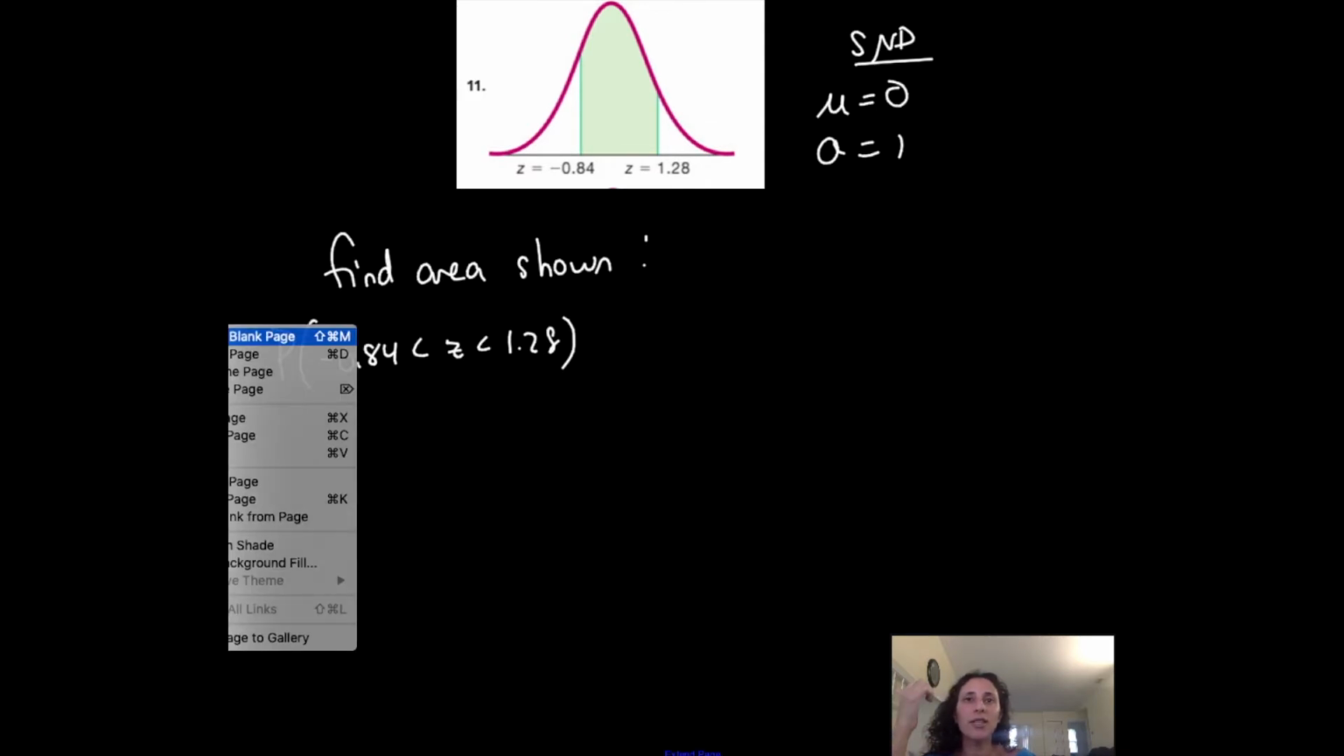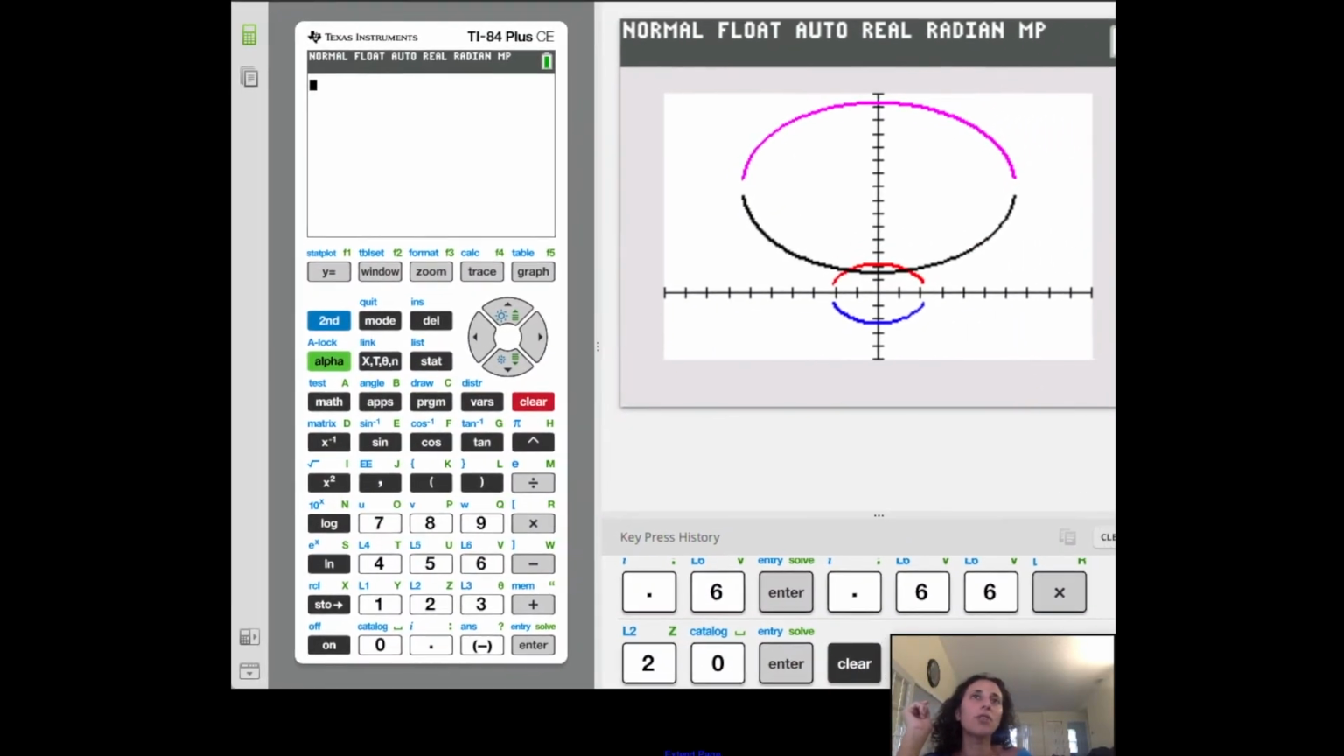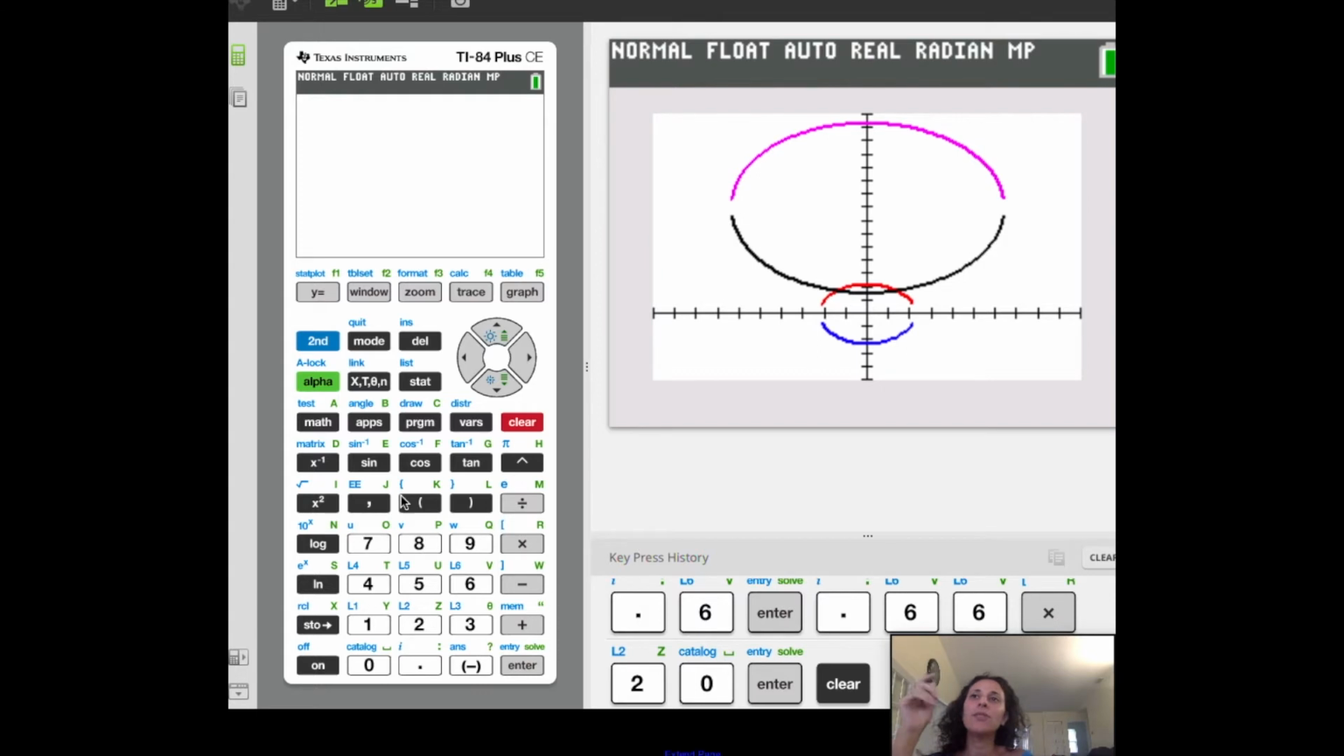So TI-83, TI-84, whatever. If you're looking for area under your standard normal distribution curve, you're going to need something called normal CDF. Normal CDF. So where do I find normal CDF? Here's my TI-84. The 83 is the same thing. You're going to be here a lot.